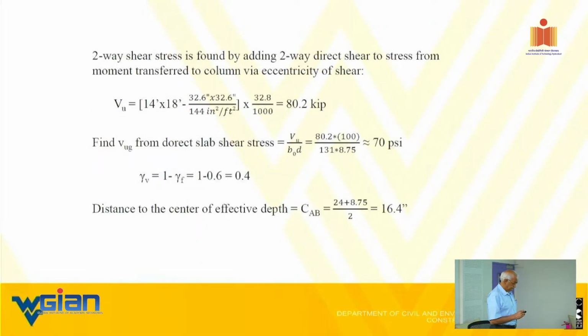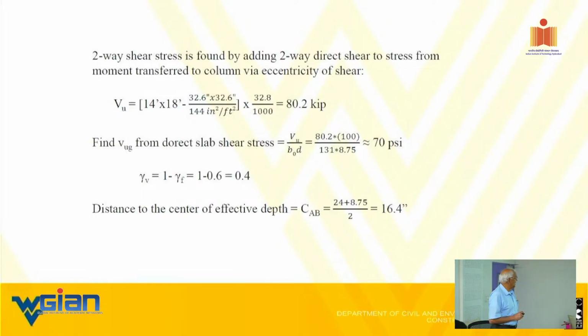Two-way shear. These are now fairly standard computations, and we keep using this 0.6 and 0.4 over and over again. This is the shear. Essentially, what is the shear? We have established that 32.8 in the previous computation, and we are subtracting the perimeter based shear magnitude, and that is my total ultimate shear.